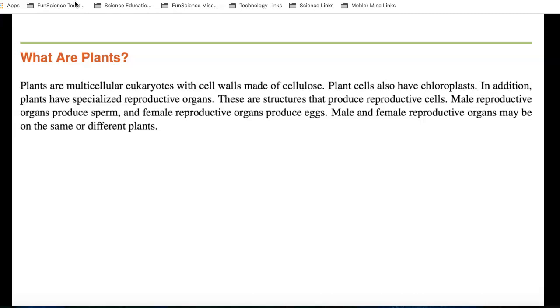What are plants? Well, from a biological standpoint, plants are multicellular eukaryotes with cell walls made of cellulose. Plant cells also have chloroplasts. We've learned that in previous chapters. And in addition, they have specialized reproductive organs. That's one of the things we'll look at. There are structures that produce reproductive cells. There are male reproductive organs which produce sperm, and females produce eggs. So we'll take a look at these.